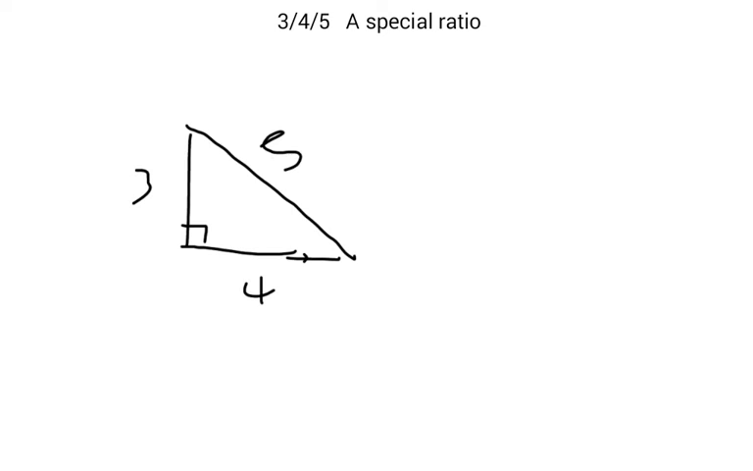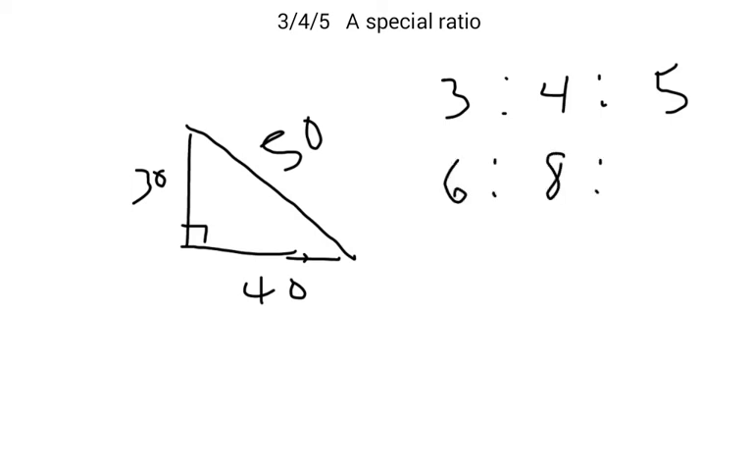So this could be 30, 40, 50. Or if you have the 3, 4, 5, you can use any scale factor that you want to. That is, multiply 3, 4, and 5 by any whole number. For instance, you could take 2, just double the 3, double the 4, and double the 5. Or start with 3, 4, 5, and you could multiply them by 2.5 if you wanted to.